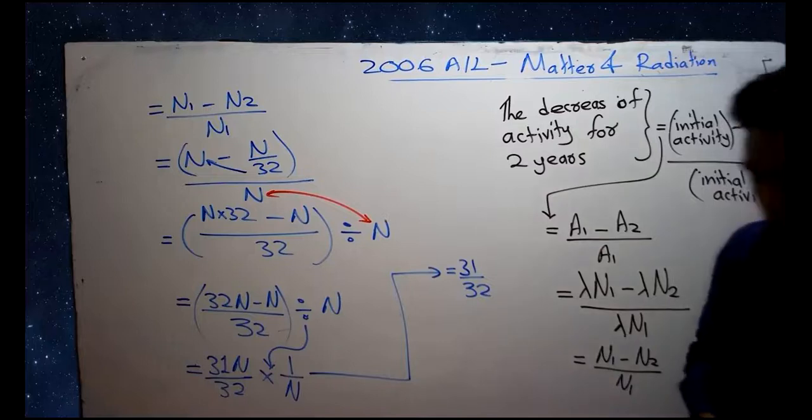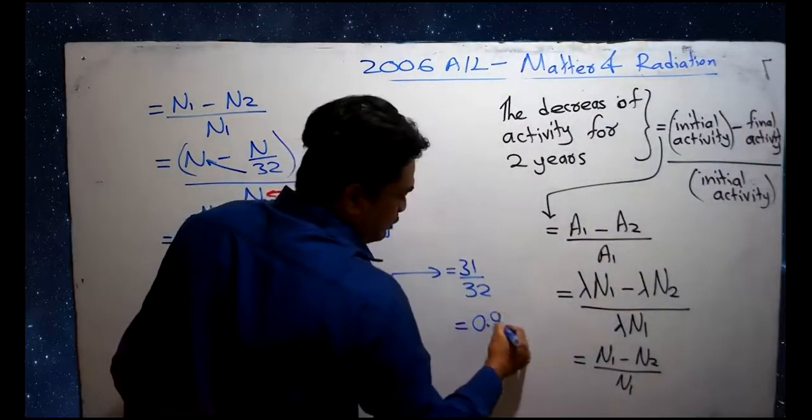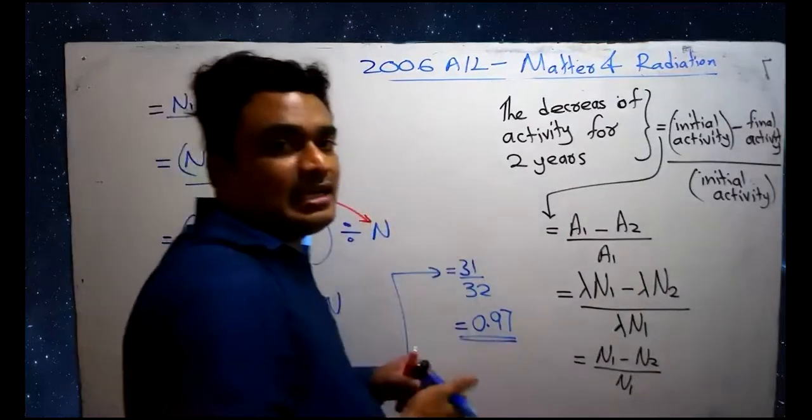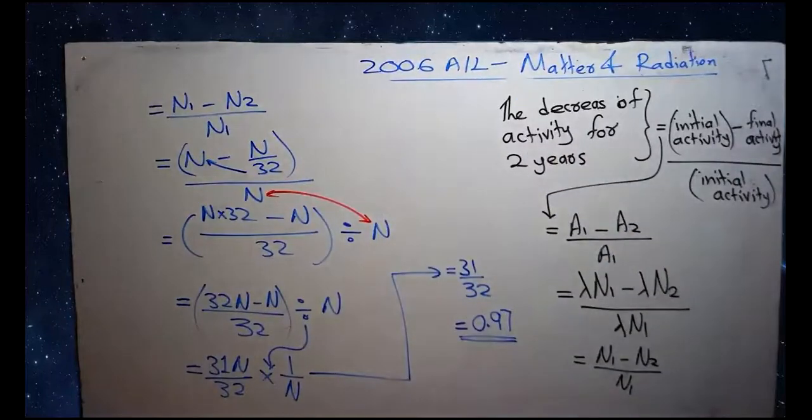If you divide this, you will get approximately 0.97. It means its activity is highly reduced. Right. So as this is an examination question, you have to divide this in the exam.